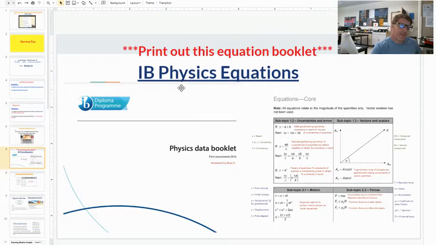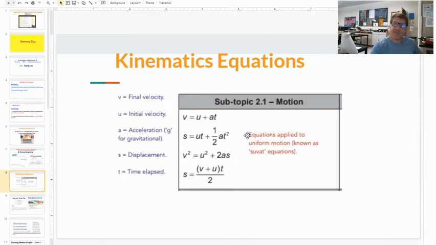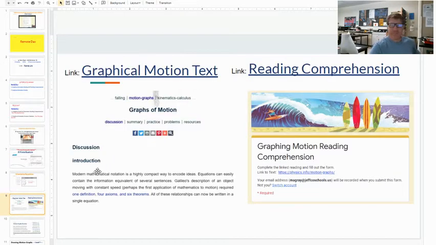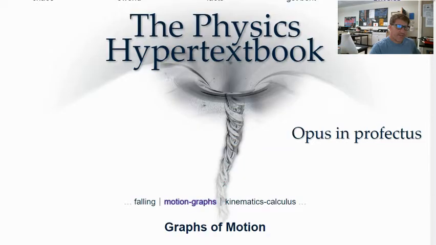I asked you to print off these equations last time. You're definitely going to need the ones for 2.1 as we go forward. So these are your distance formulas, basically. And so we're going to go with that. And then your first assignment is this reading right here. So you're going to click on this link, and when you do, it will bring this up here.